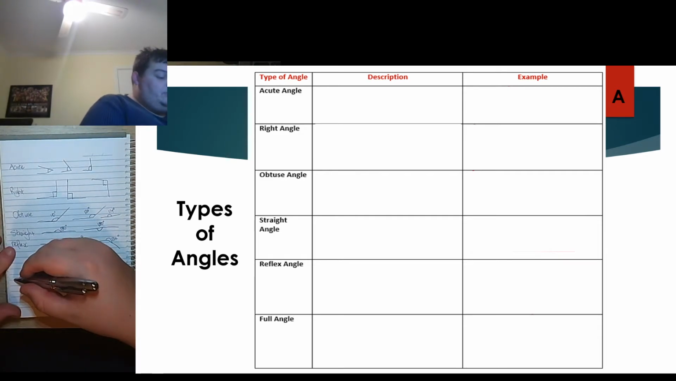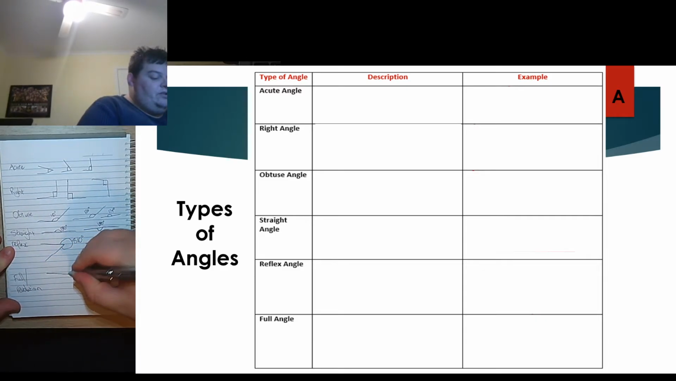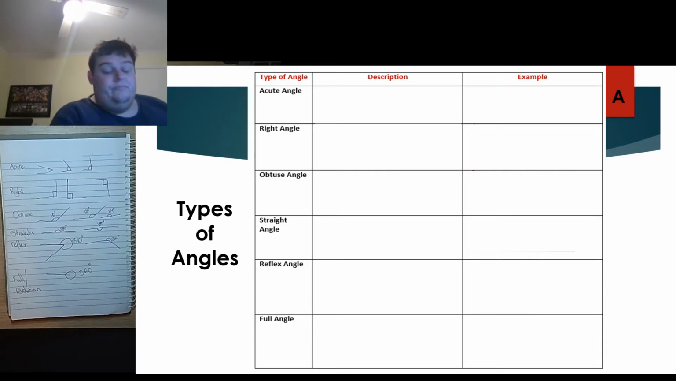Which gives us our last one, which is a full angle, often called a revolution. And that is exactly a 360-degree turn. A 360-degree angle. No more, no less. That's it for the angles. Let's do some other stuff.